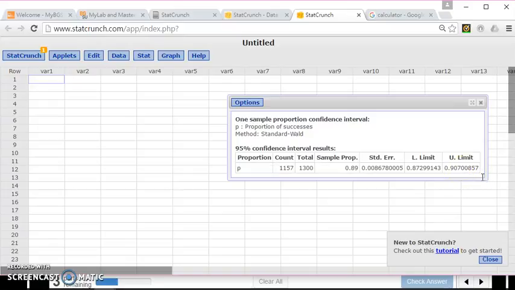So that's all you need to know to construct a confidence interval using StatCrunch. I hope you find it helpful.